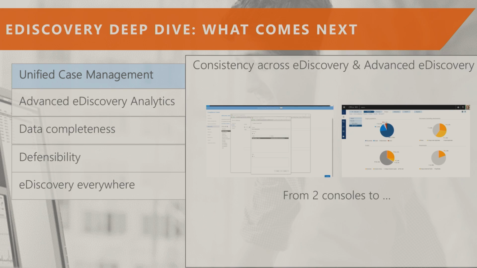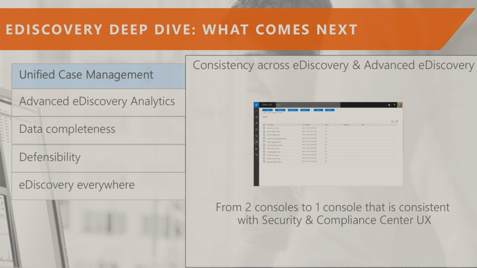If you have an E5 license, or the standalone license, then you get the Advanced eDiscovery feature set. Right now, these are two different consoles that look fairly consistent, but what we're doing is combining them into a single console that's consistent with the rest of the Security and Compliance Center. That's a huge area of investment for us. If you have any questions around that area, feel free to reach out to me. For the next set of investments, I'm going to hand it back over to Rocky, and he's going to walk you through them.